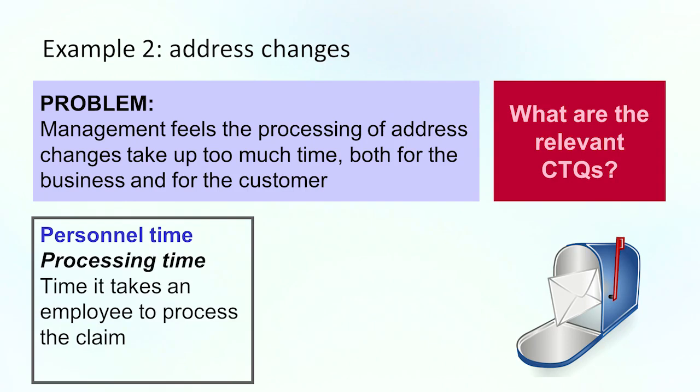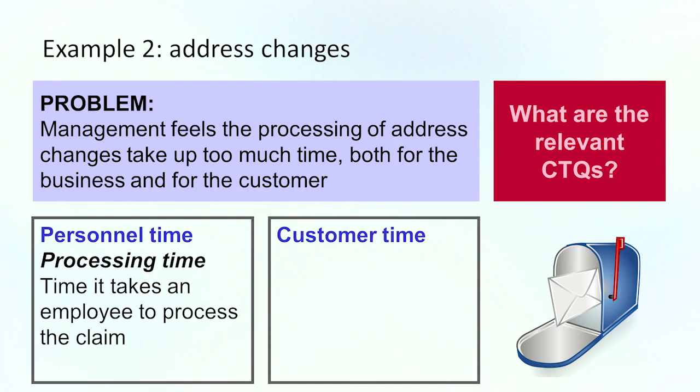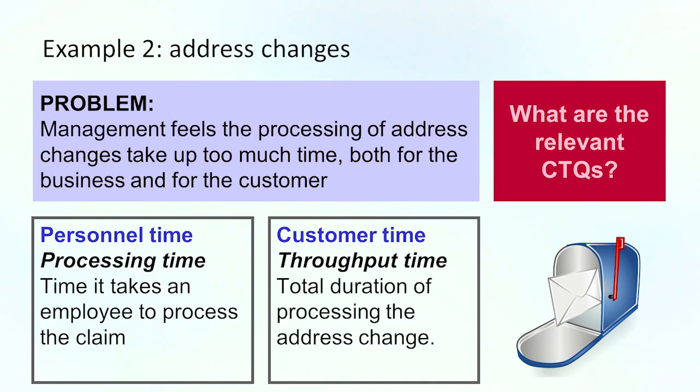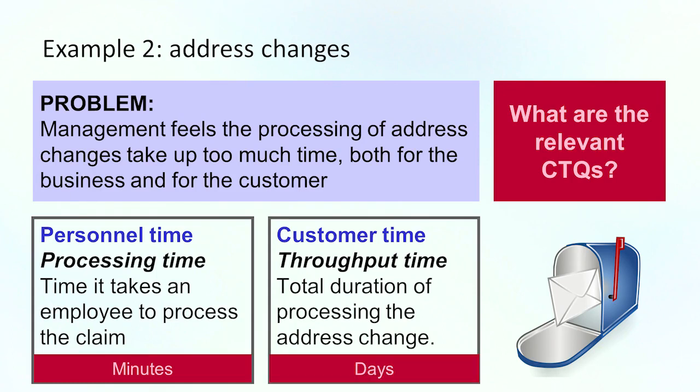The other aspect was the customer time. This can be measured by looking at the CTQ throughput time, which is the time it takes for the address change to be processed. This includes the time a customer takes to fill in the form, the waiting time, and the processing time. In most service processes, processing time is measured in minutes, whereas throughput time is often measured in days. Let's test if you understand the idea.